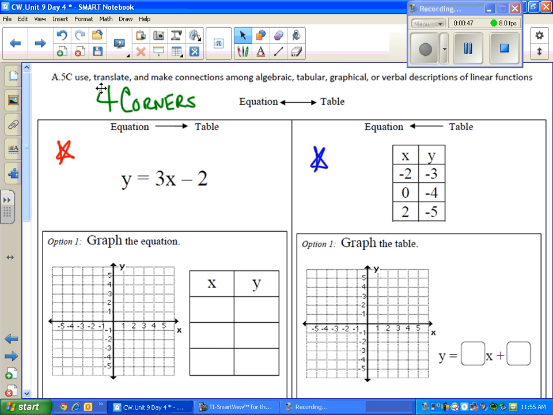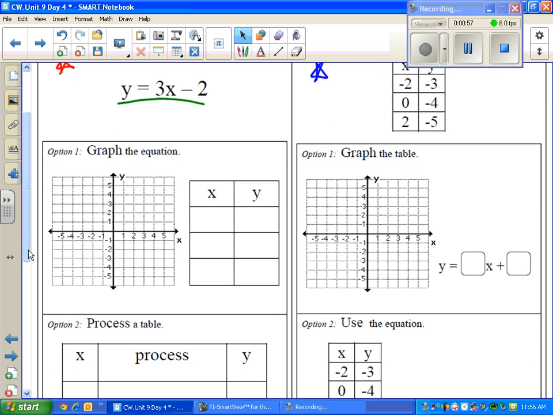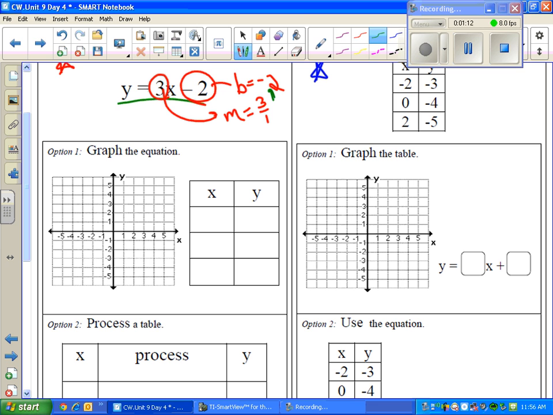So for instance, over here on the left, let's say that you're given the equation y equals 3x minus 2, and you want to generate a table from that equation. Well, the first option you could do would be to just graph that equation and then get the table from the graph. So you'll notice here that your b, or your starting point, would be -2, and that your m would be 3, or 3 over 1, which would give you the instructions to go up 3, right 1.